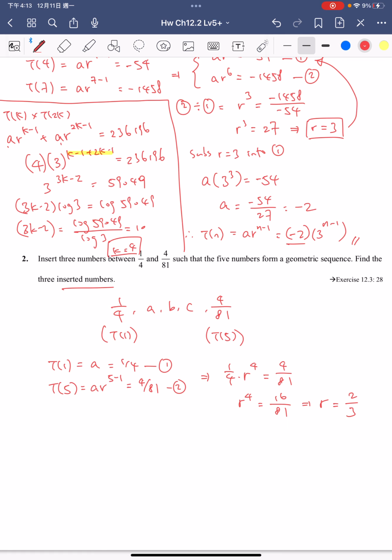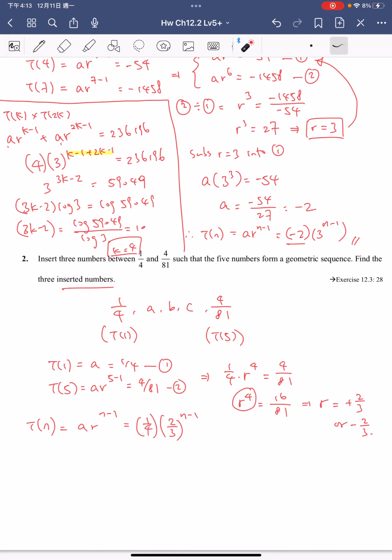So what's the next step that we can do? But try to bear in mind that this is r to the power of 4, which means that r can actually be positive or negative, isn't it? So this one can be positive 2 over 3 or negative 2 over 3. Is that okay? So for the next step, we can just say that Tn is equal to a r to the power of n minus 1, giving you that a is 1 over 4, and r is going to be 2 over 3, to the power of n minus 1.